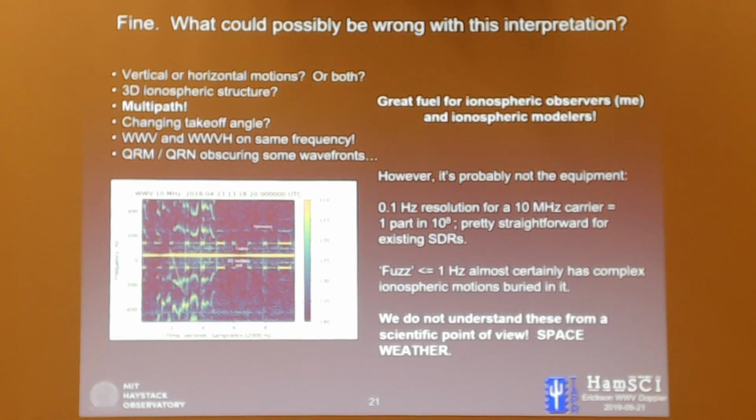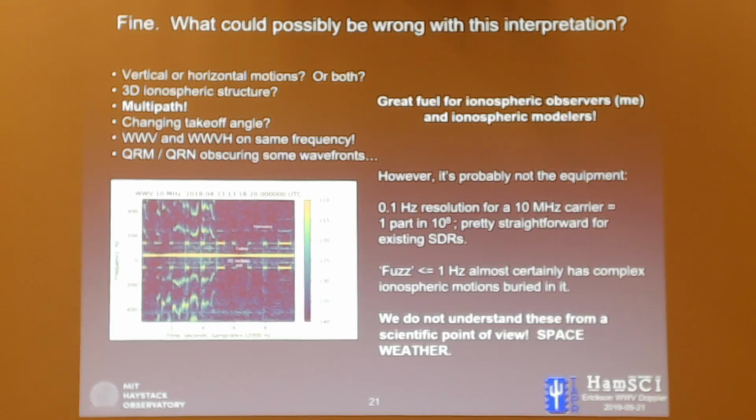This is in my backyard. This is WWV. In addition to the fact I had a frequency offset, there's fading. That's probably my neighbor turning on his LED garage light or something like that. But this is great fuel for people who do observing and who do modeling, okay? This is a challenge. Let's pull the ionosphere out of this. But it's probably not the equipment.